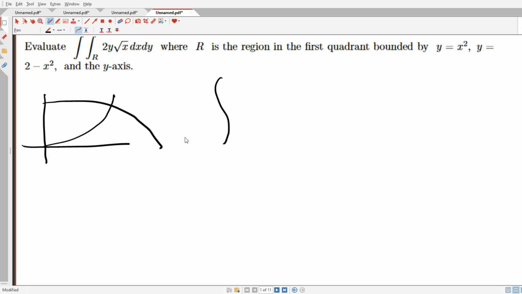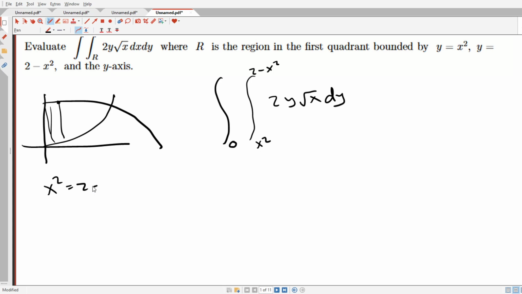Okay, so I want to integrate. I'll do vertical strips first. So I'm integrating from x squared up to 2 minus x squared, same function. Here I'm integrating in a vertical direction, so I'm integrating with respect to y, and then I'm adding all of these slices up from x equals 0, all the way up to, I need to figure out where they intersect. 2x squared equals 2, x equals plus or minus 1. So that's going to happen at 1. So I'm integrating from 0 to 1.